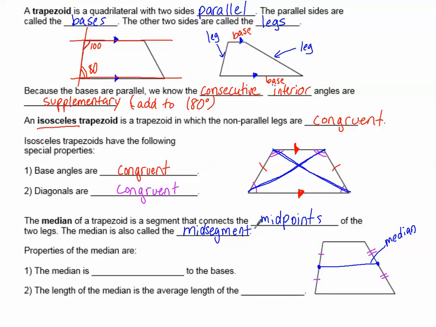The properties of the median, or the mid-segment, are that it is going to be parallel to the bases. So this, and this, are all parallel to each other. Also, the length of the median is the average length of the bases. Average means we take base 1 and add base 2 and divide by 2. So we add them together and divide by 2. That's going to be the length of the median.